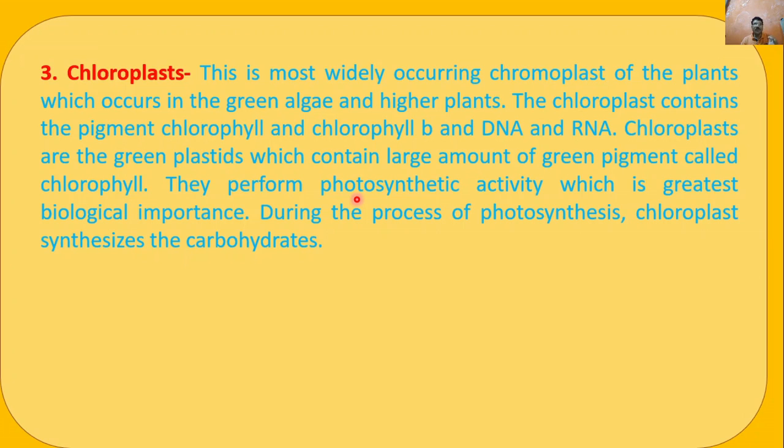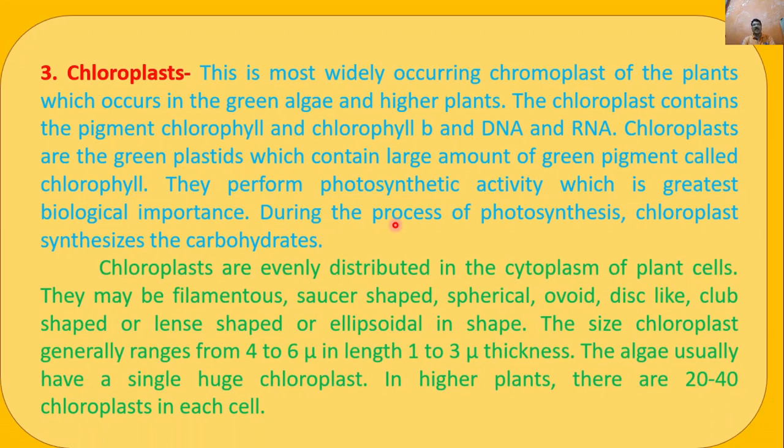Because when a green plant contains chloroplasts, they will produce their own food and transfer that food in the form of energy to the different further trophic levels. So chloroplasts are very important to carry out the function of photosynthesis, and also they are actively involved in the process of synthesis of food in the form of carbohydrates.